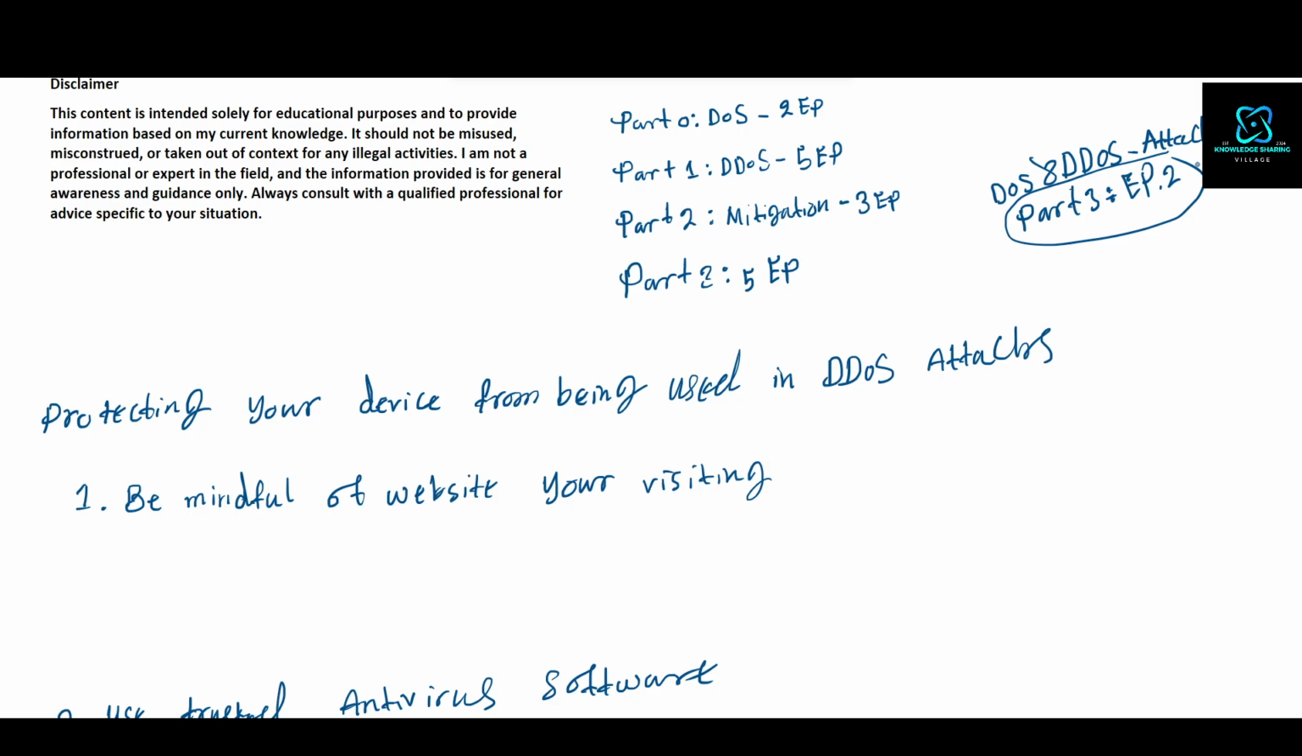So the first step is you should be very careful and use your critical thinking when you are visiting a website, because there are websites that are being controlled by the attacker. They appear legitimate when you are visiting. It is a little bit difficult. Sometimes it's very hard to differentiate between the legitimate websites and the website that is being controlled by the attacker.